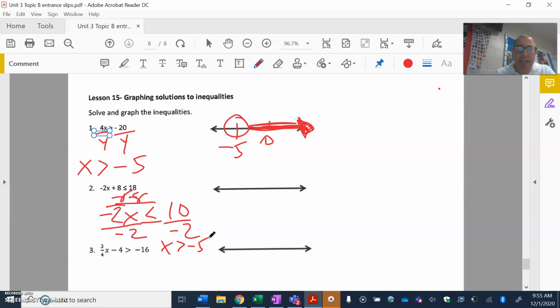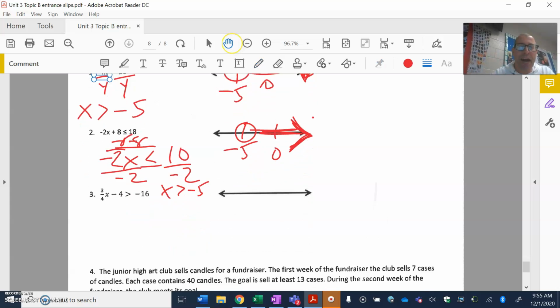So graph-wise, negative 5. Fine, I'll do it. Open circle, shading. And again, if you'd like to do more of that, that's fine. Again, darkening the arrow is what we're after. Okay, and question number 3.